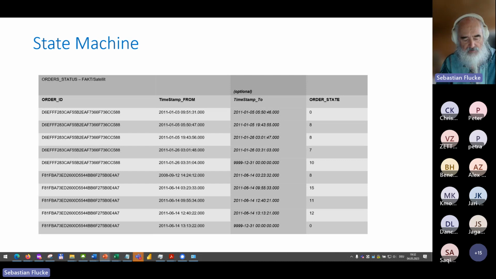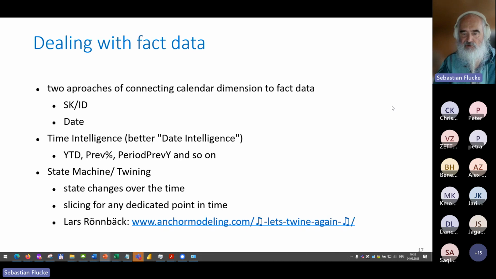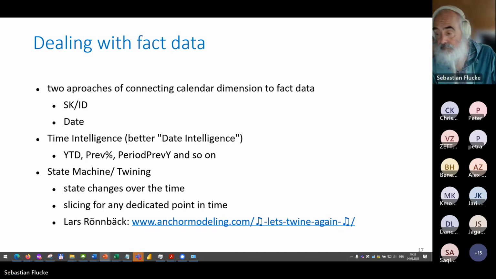That's not quite easy. There is an interesting blog article regarding that from Lars Rönnbeck. Maybe you have heard of him. On www.anchormodeling.com, there is a sub area called Let's Twine Again. And he describes a quite cool architectural mechanism to deal with that special kind of timelines and data. Okay.